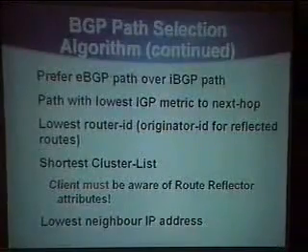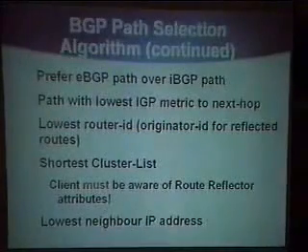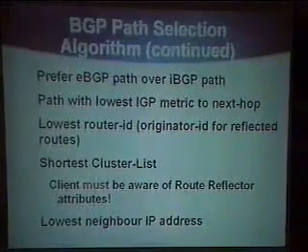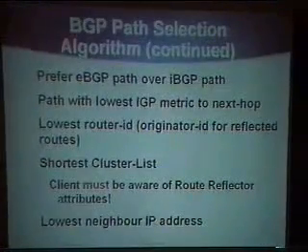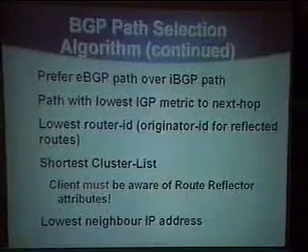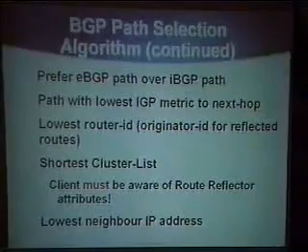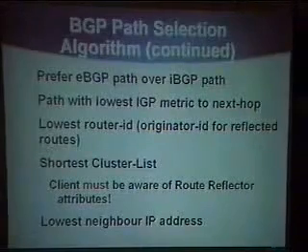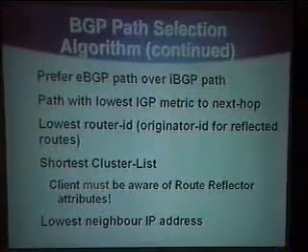Next page, final page. Prefer eBGP path over iBGP path. That says take the external path rather than the internal one. That's the BGP nearest exit thing. Again, you look at most service provider backbones. Most backbones will try and dump traffic that goes outside the network as quickly as they can, rather than carrying it across the backbone. So that's the default behavior of BGP. Path with the lowest IGP metric to the next hop. In other words, take the highest bandwidth link to the next hop.